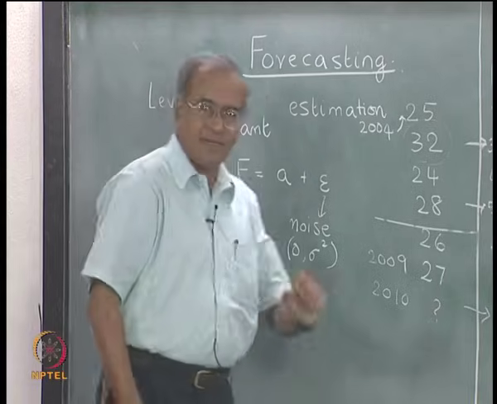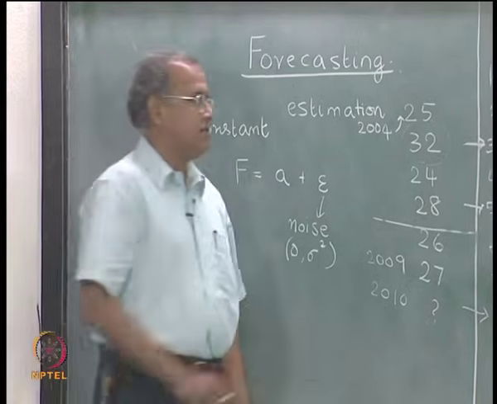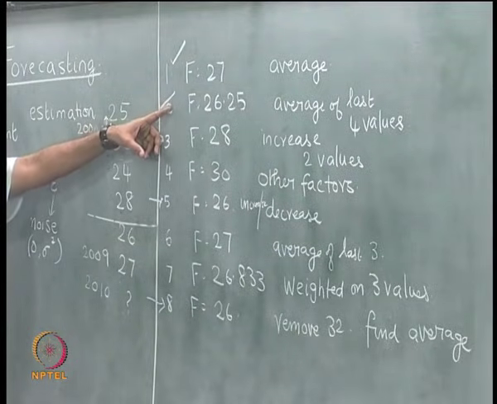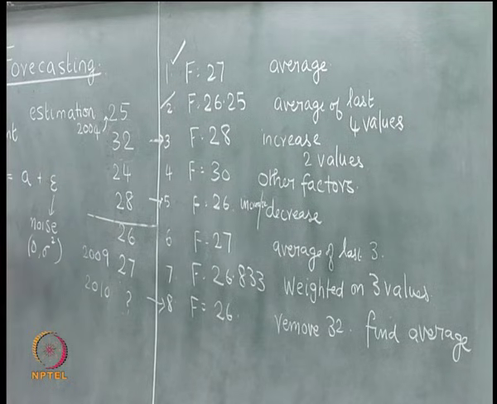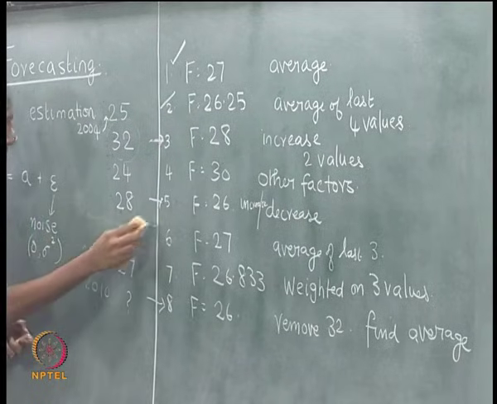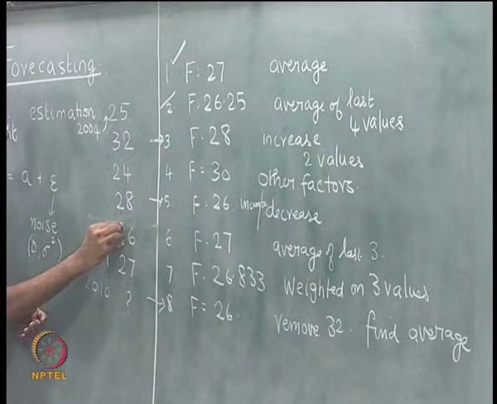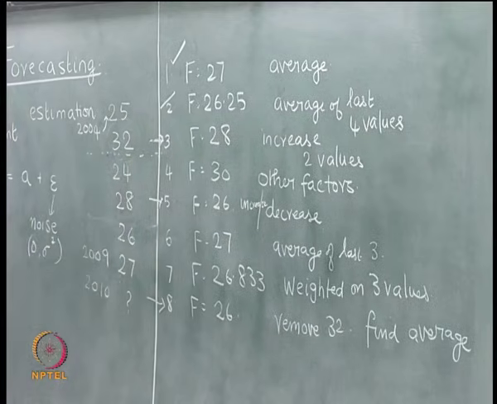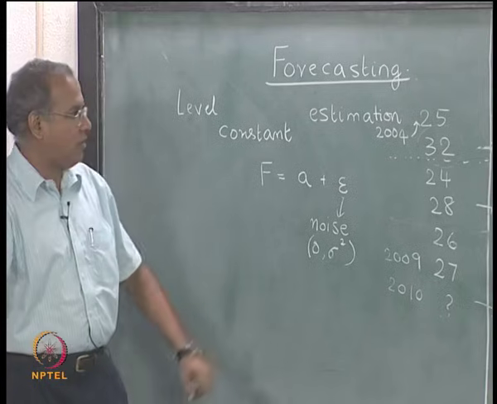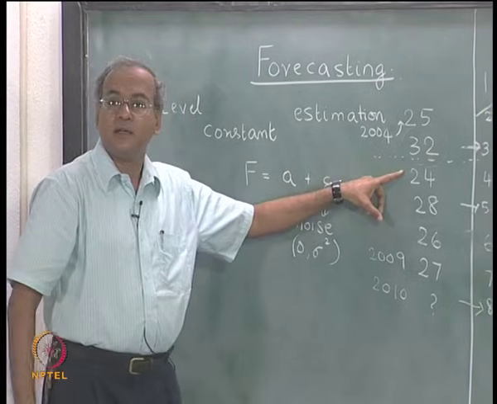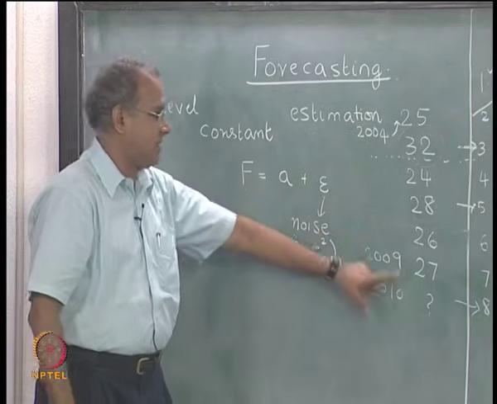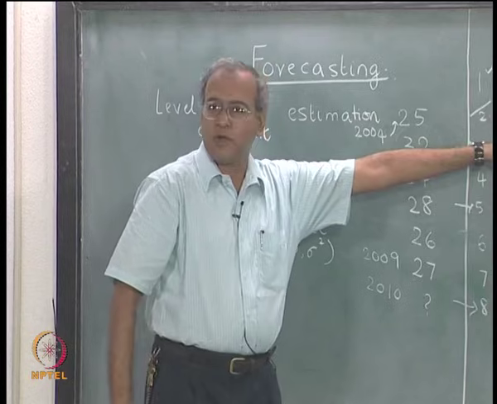Then we move to the next idea that was shown here, where the person had taken the average of the last 4 values. So, there are 6 values, but somebody had decided that the first 2 values, being very old, are not going to be as important as the last 4, and therefore the person has taken the last 4 values and computed the average. The average of these 4 becomes 26.25.